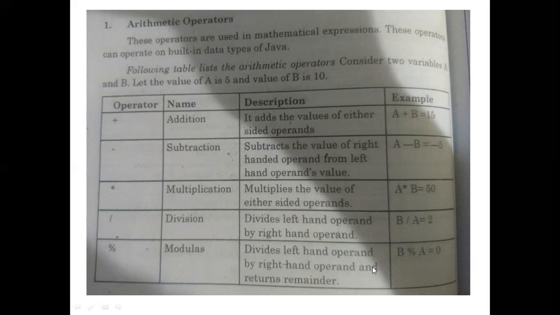And this is modulus operator. It will show the remainder. So what is the value of b? 10. What is the value of a? 5. So 10 by 5, the division is 2. And b mod a: 10 by 5, 10 is divisible by 5 completely. So remainder will be 0. So mod operator, it will show you the remainder.